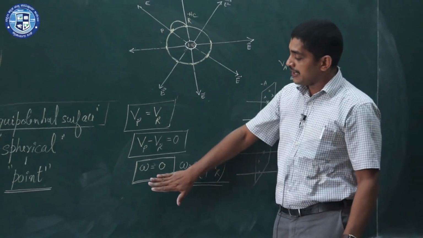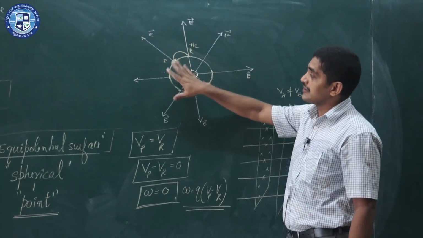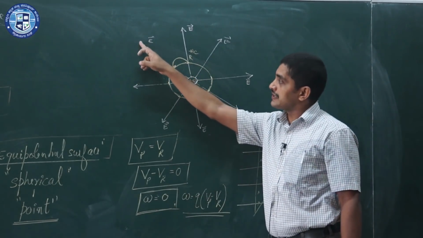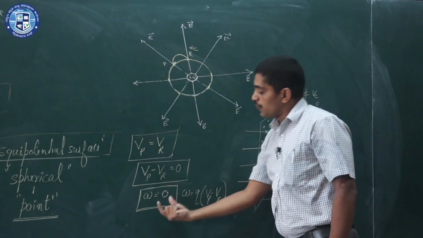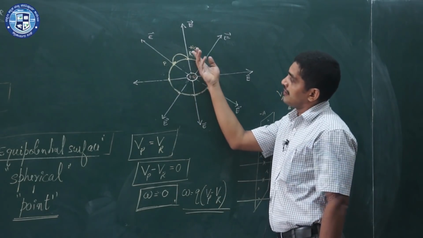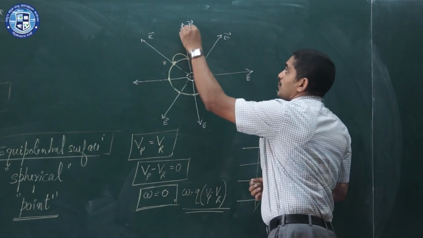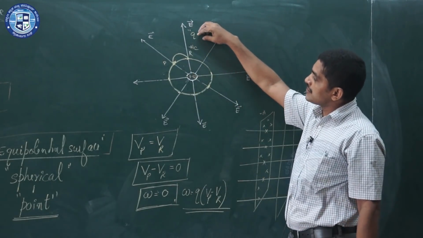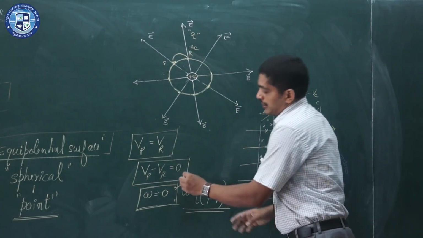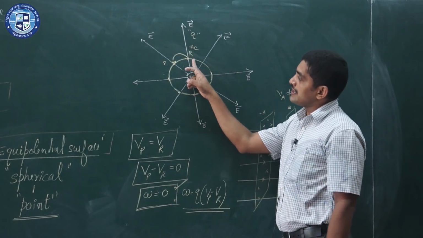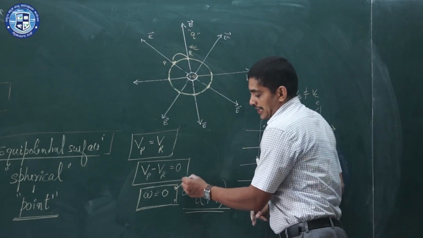So, this will be the second property of the equipotential surface. The first one is that the equipotential surface is normal to the electric field direction, and the second one is that work done in moving a unit positive charge, or any charge, from one point to another is always equal to 0. In another word, you can say potential difference between any 2 points will be equal to 0.